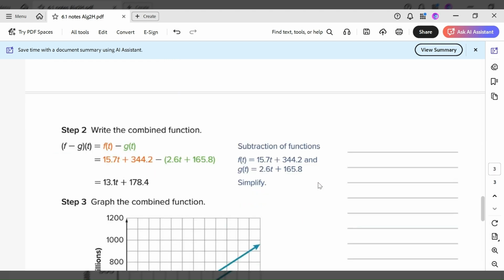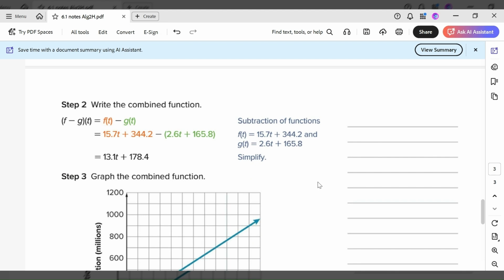Okay, so in step 2, it says write the combined function. So they want us to do f minus g of t. So again, that's the f of t problem minus the g of t problem. So then we wrote the 15.7t plus 344.2 minus, and then in parentheses, notice that we use parentheses, we put in the 2.6t plus 165.8. Remember, because it's a minus sign, we have to distribute our pieces.